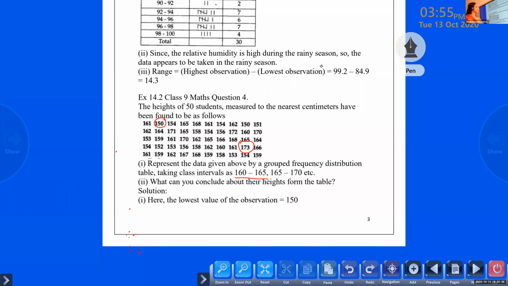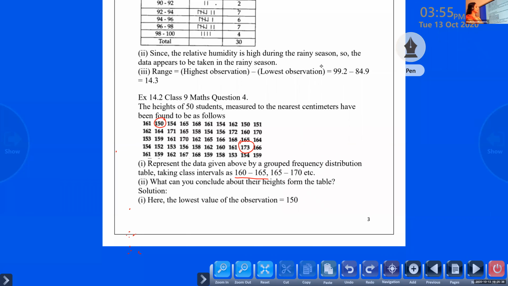Listen, children, you have to make the class interval from 0.00 onwards: 0.00 to 0.04, 0.04 to 0.08, 0.08 to 0.12, like that. And till where? Till 0.24. And do it fast.